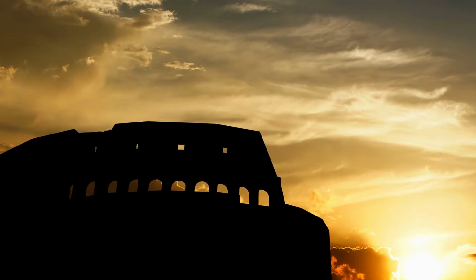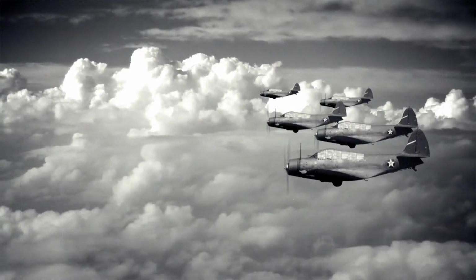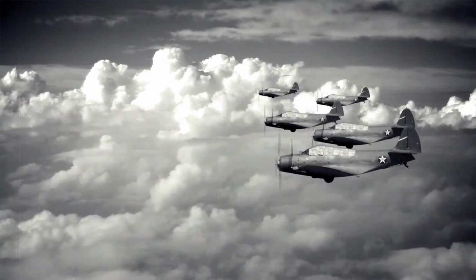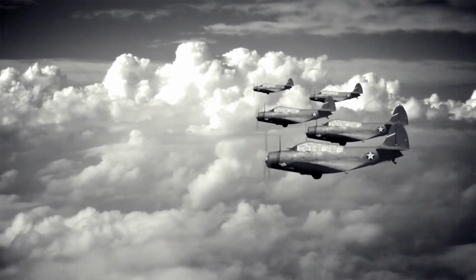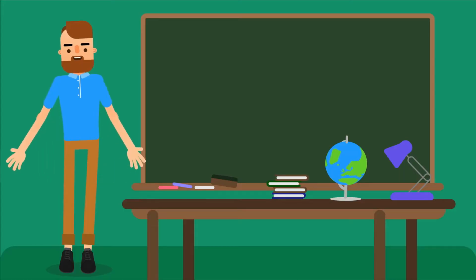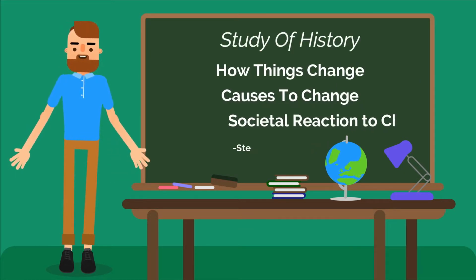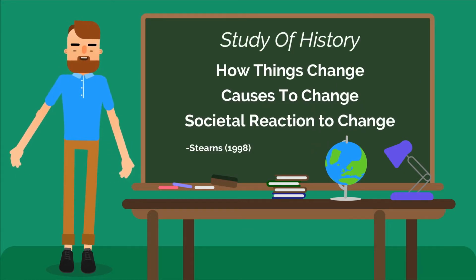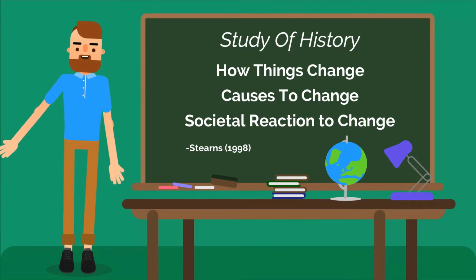History allows for an understanding, or at least a variety of explanations, as to why people behave in a certain way in relation to their circumstances. Therefore, history is a study of how things change, what influences and factors cause these changes, and how society perseveres despite these changes over time.